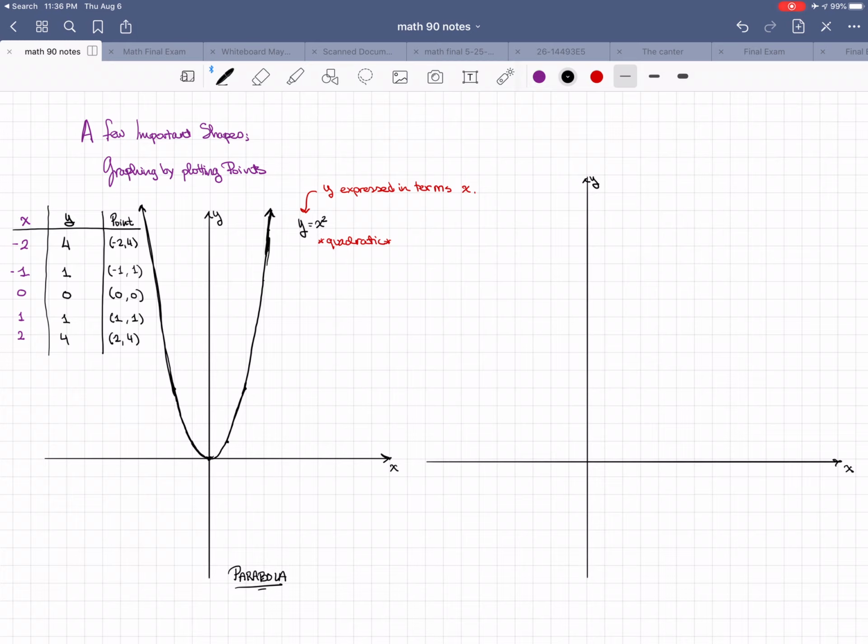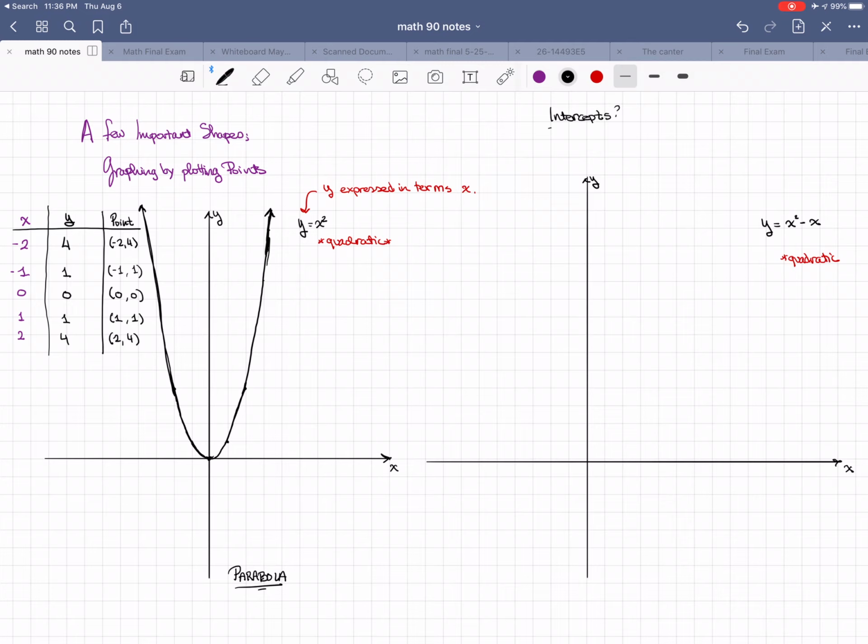Let's look at one more quadratic example. So let's look at y equals x squared minus x. Okay, so this is still a quadratic. I want to make sure we understand that. And this time, I actually want to take sort of a different approach. We will plot some points, just random points, but I want to think about the intercepts of this graph, right?